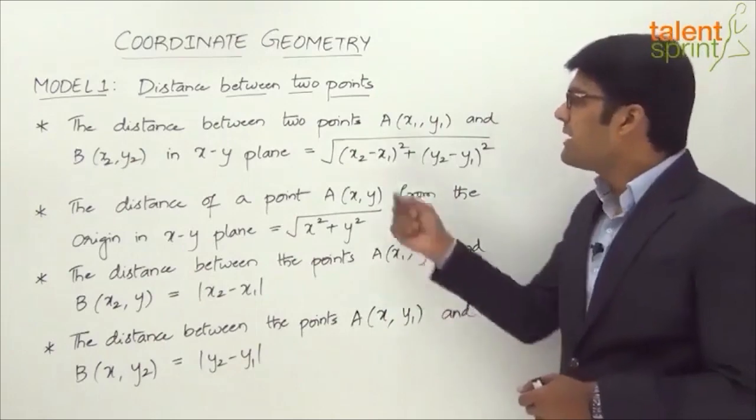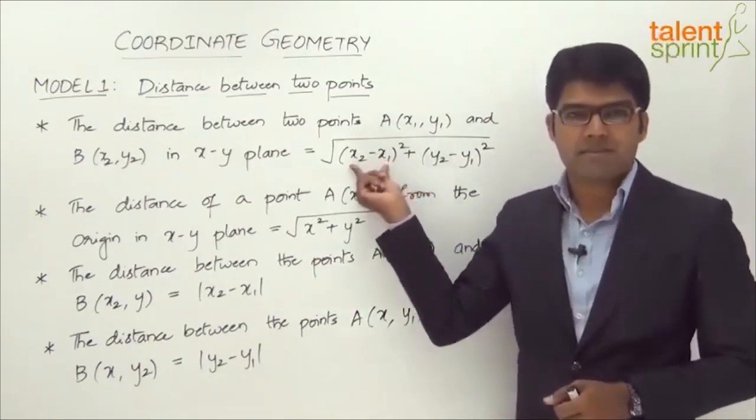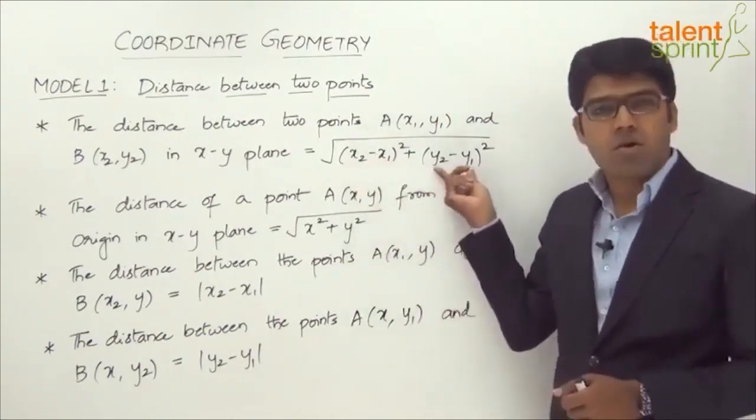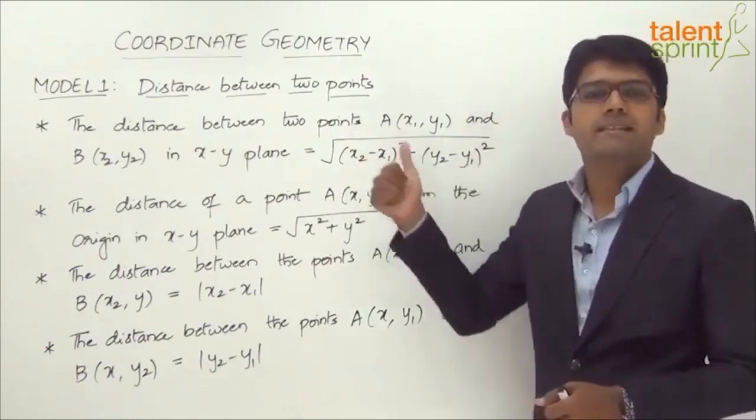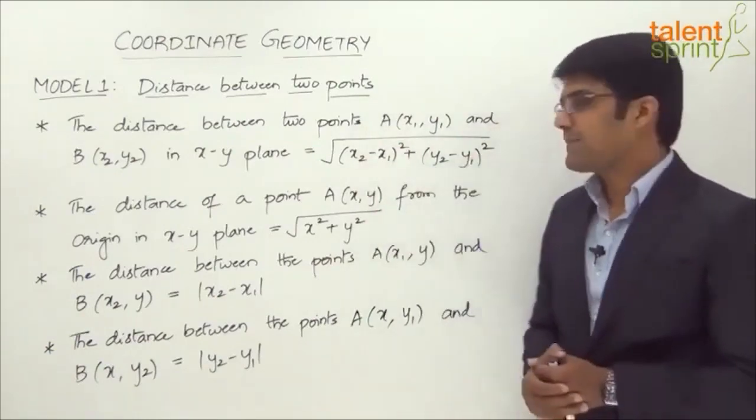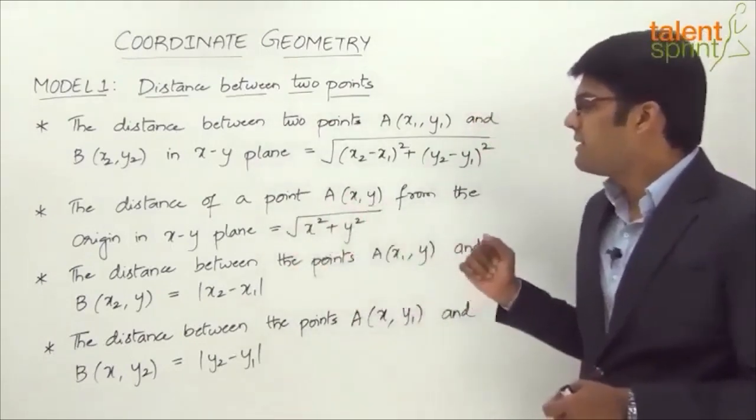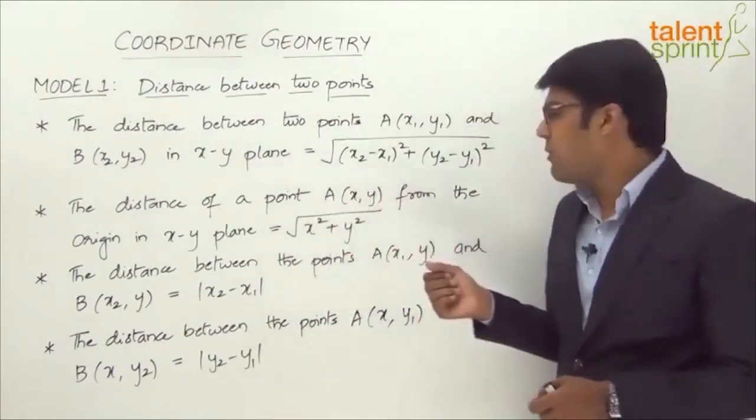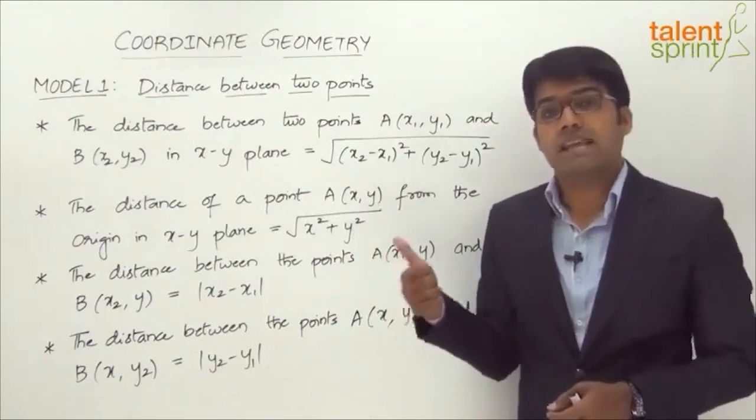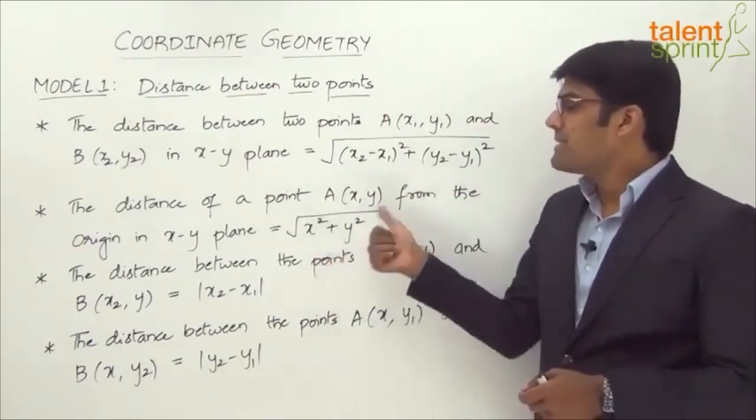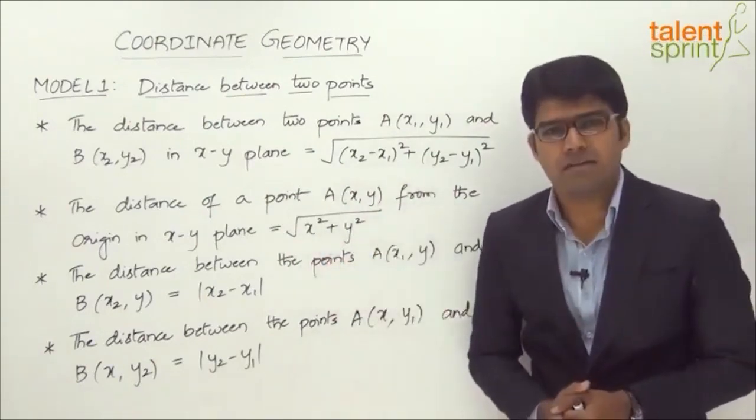So we simply need to take the square of the differences of abscissa plus the square of the differences of ordinates under root to get the distance between the 2 points. The second point here says that the distance of a point A, where the coordinates are x, y, from the origin in the xy plane can be simply taken as root over x squared plus y squared.